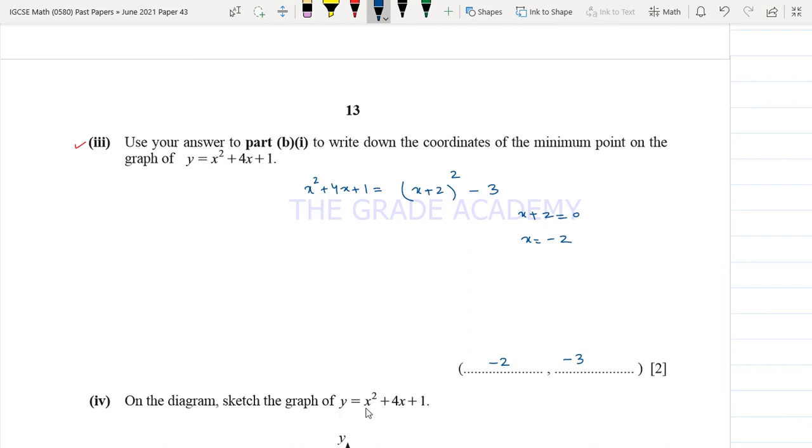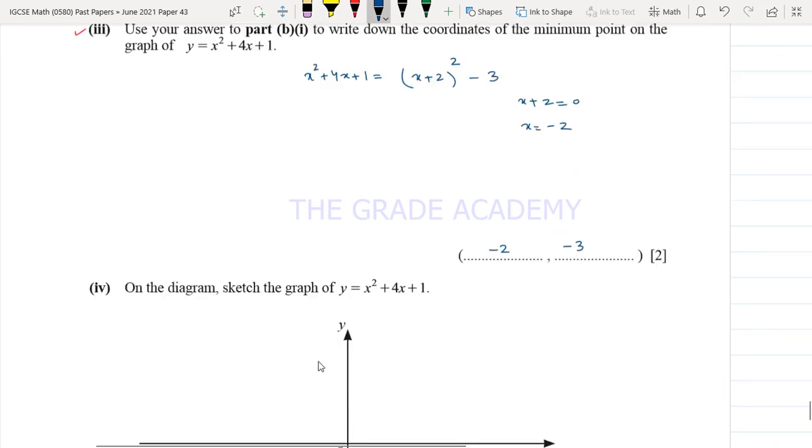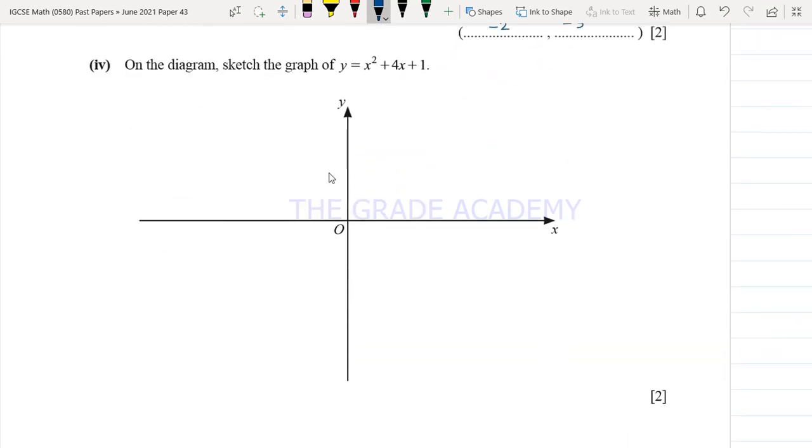On the diagram, sketch the graph of this quadratic expression. Okay, so here we have been given the diagram. So now we are going to sketch the graph of this equation y equals x squared plus 4x plus 1. So here our x squared term is positive. So we already know that the graph of a quadratic expression is either this graph which opens upward or this graph which opens downward. So this is an upward opening parabola or a downward opening parabola. So here our x squared term is positive, so the graph will be an upward opening parabola.